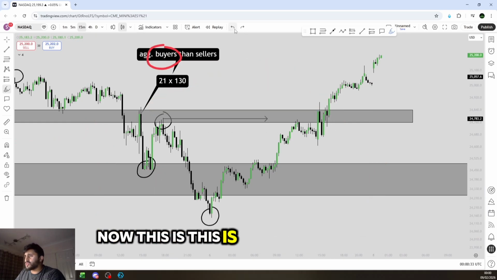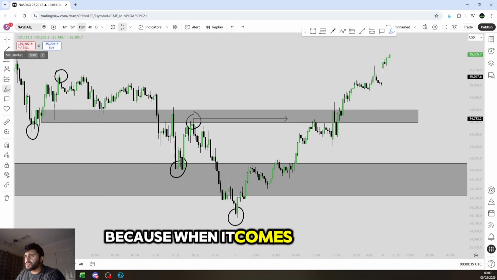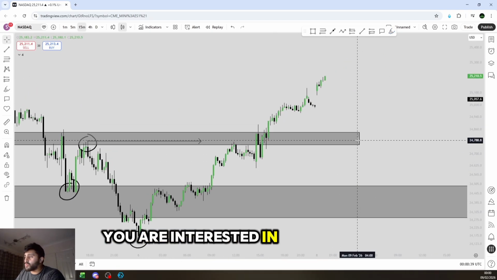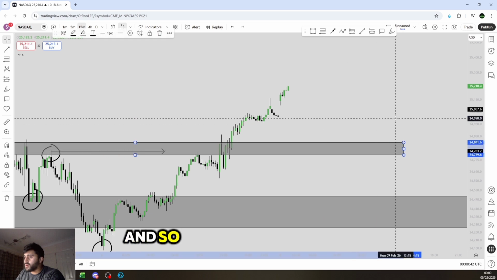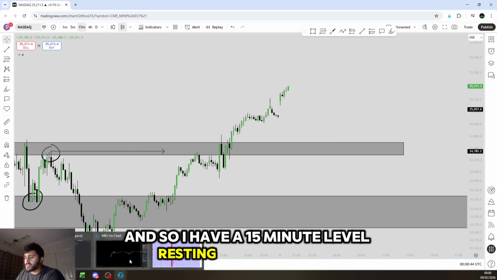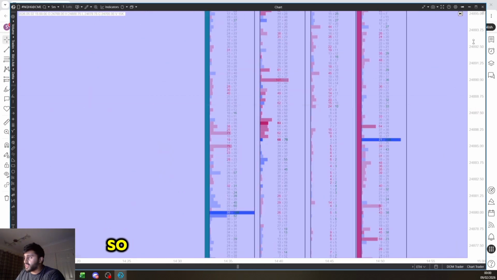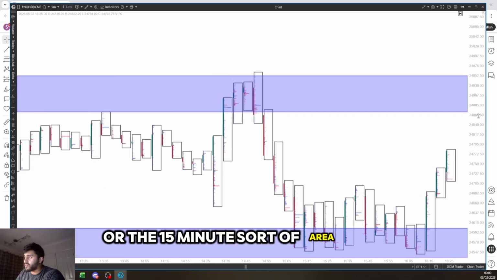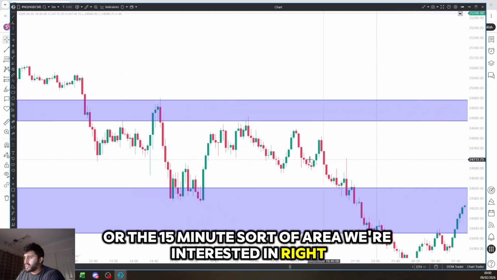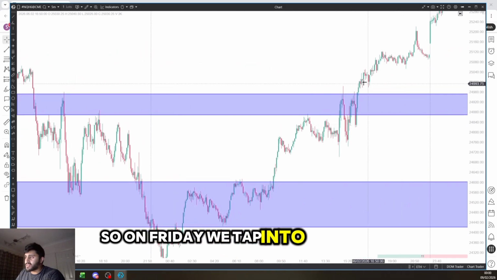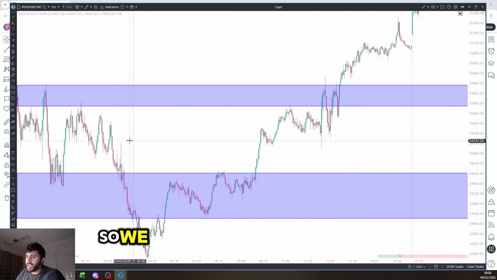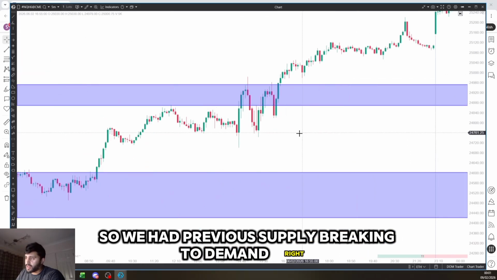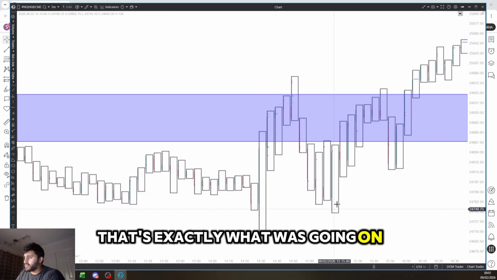This is quite important to understand, because when it comes to finding a higher time frame bias or a session bias, you are interested in what these 15-minute levels are doing. I have a 15-minute level resting just over here. So here is the 15-minute level, the 15-minute area we're interested in. On Friday, we tapped into that level and we had the opposite happen. We had previous supply breaking to demand. That's exactly what was going on in this region.